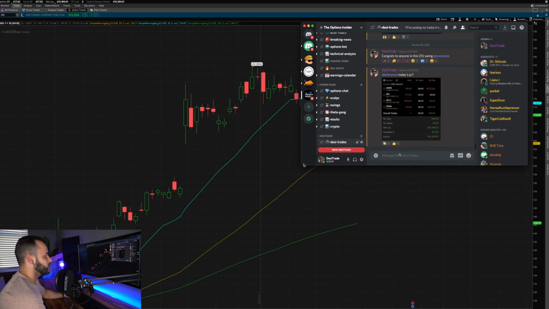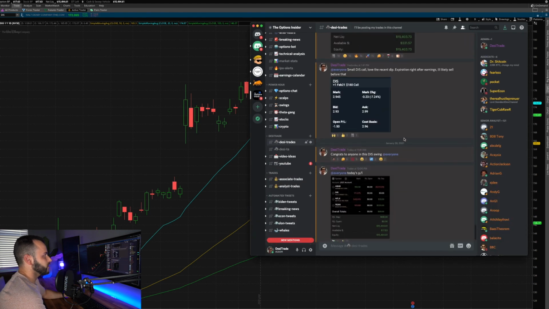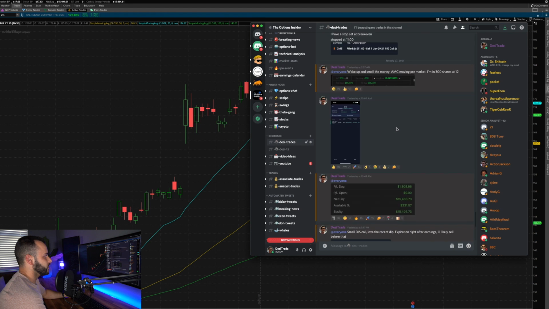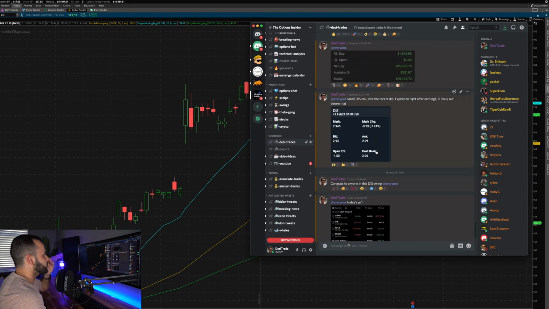So right here, we have the Disney trade. I'm scrolling up here. It's right here. So yesterday at 141, small Disney call. Love the recent dip. The expiration is right after earnings. I don't think I'll be holding into earnings, but it gives me that flexibility to hold this a little bit.